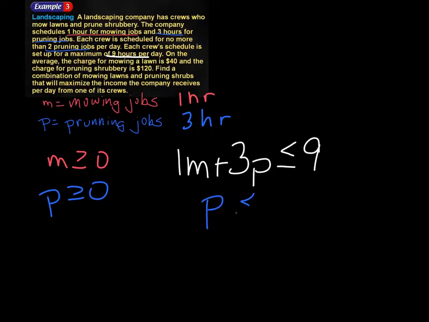The time constraints will give us one equation. They said that each mowing job takes 1 hour. So we can have 1 times the number of mowing jobs. And pruning jobs take 3 hours, so 3 times the number of pruning jobs. And the most they want to work is 9 hours a day. They also said that each crew is scheduled for no more than 2 pruning jobs a day, so P has to be less than or equal to 2.